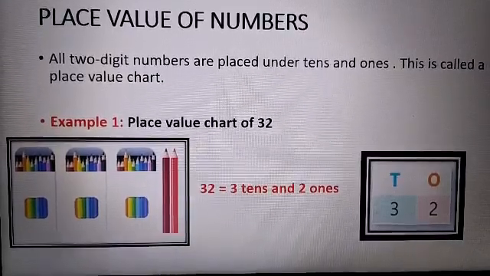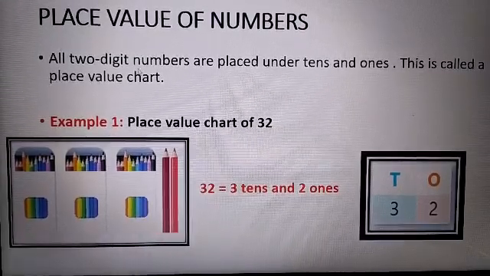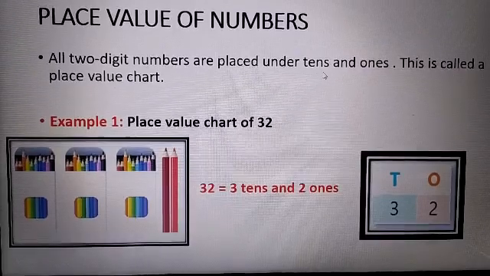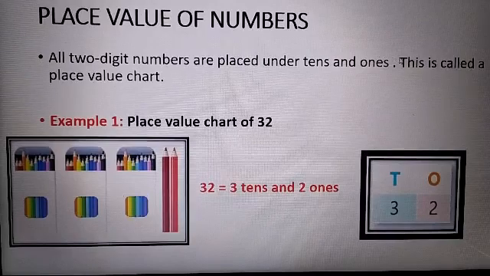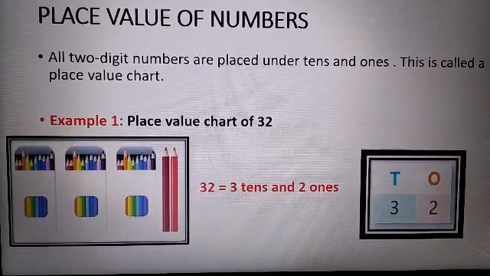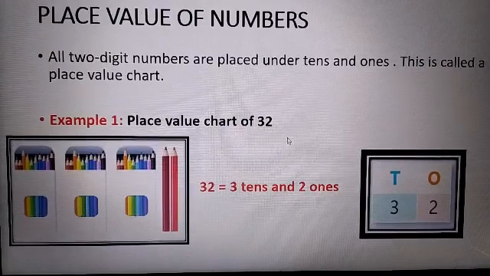Okay? Yes. Now, what is the place? See, all 2-digit numbers are placed under tens and ones. This we already have learned. Okay? This is called a place value chart. Now, this is your place value chart. Place value chart for 32.